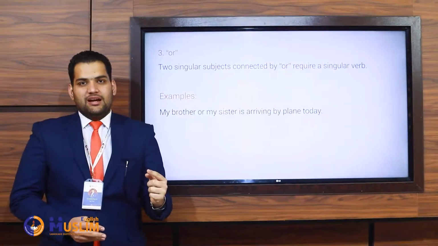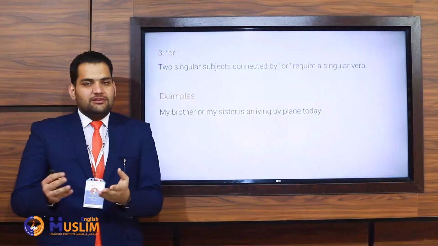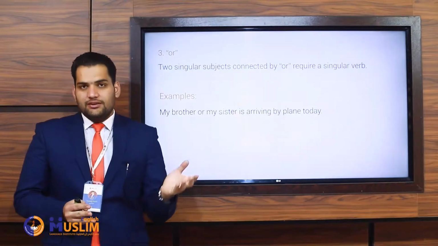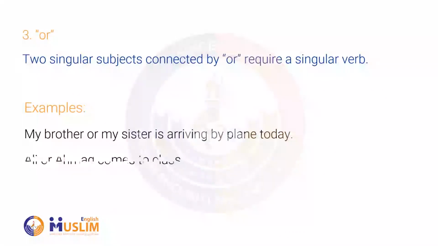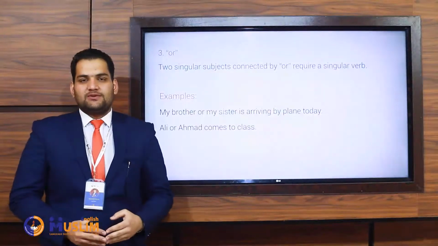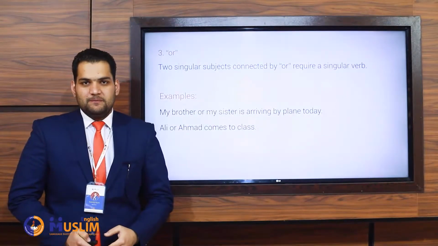Now one of them is arriving, not both of them. So if one of them is arriving, it means the subject is singular, which means that the verb should also be singular. Ali or Ahmad comes to class. It means one of them comes to class, not both of them.